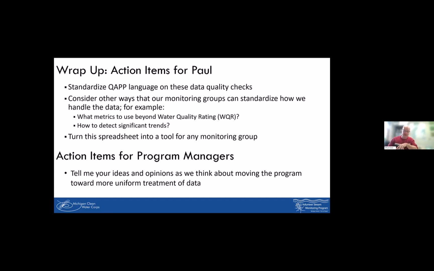How to detect significant trends. I didn't even talk about it in this presentation, but I have lots of ideas about how we all could use some easy statistics to look for significant trends, and all do it the same way together. I also want to turn this spreadsheet into a tool that all of us can use in similar ways, and just further build. The more our different groups can do things the same way as each other, I think the better for the reputation of the program, and it would increase its data use. So that's what I would really want to do in the next few years.